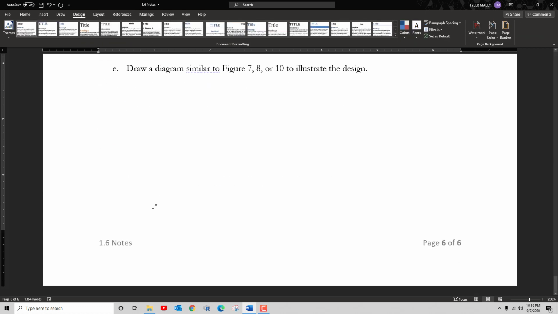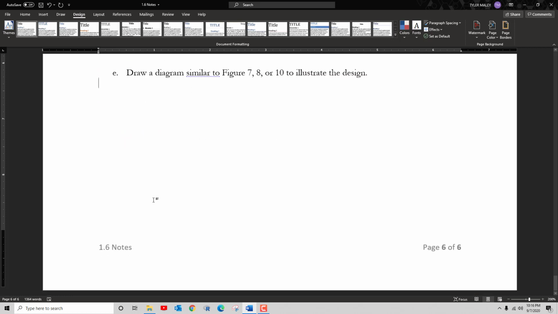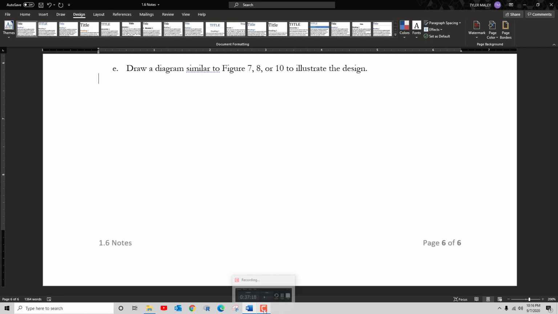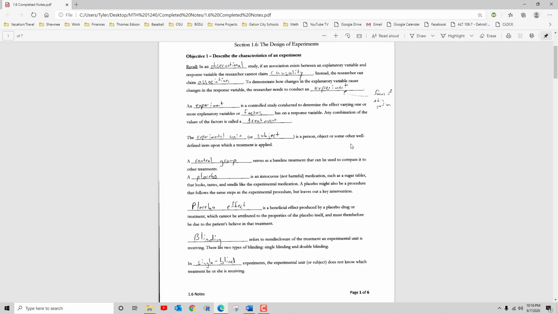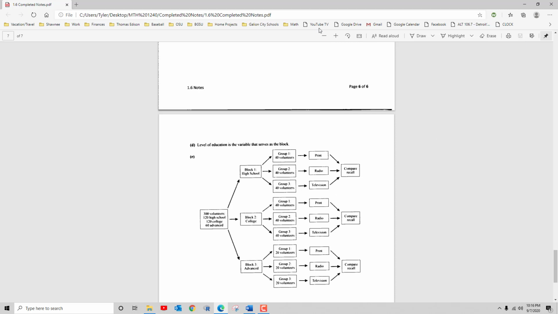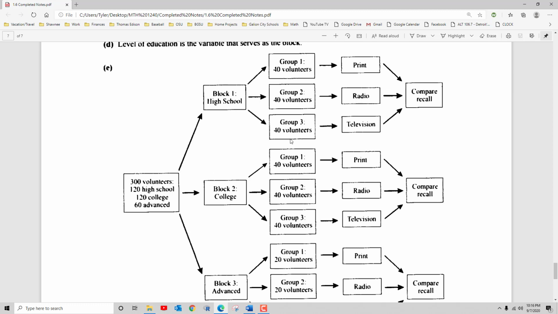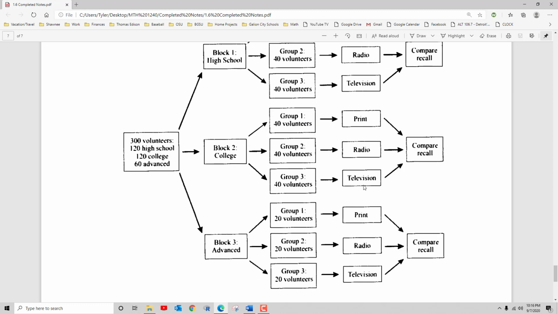And then next we want to draw a diagram similar to figure 7, 8, or 10 to illustrate the design. So I'm just going to pull up what this looks like and show you. Right, so I have the diagram here showing what this would look like.